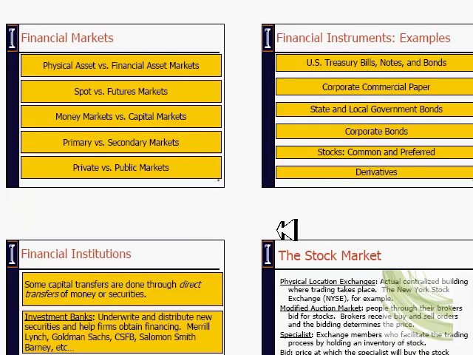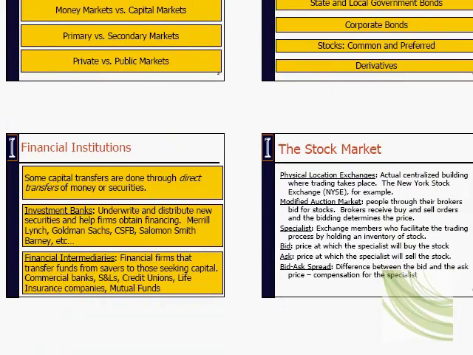So we talked about the stock market, the physical location versus the auction market, and then we have specialists like the NASDAQ dealers. These dealers are specialists, and they hold inventory of the stock, and then you have the bid and the ask prices, depending on what people want. They buy at the bid price and sell at the ask price. The bid-ask spread is the difference, and that is where they make the money. So you have investment banks, financial intermediaries, and so on.